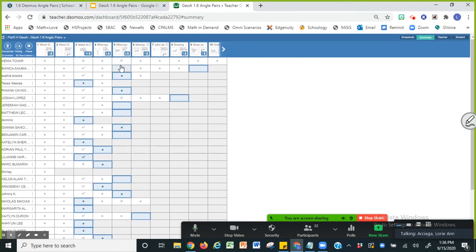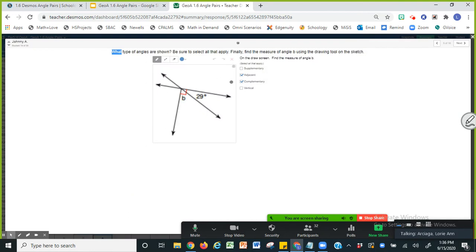Number 5. Okay. So let me find you and I'll go to your slide. Number 5. What type of angles? Okay. So they're side by side. So that means, yeah, you picked the right one. They're adjacent and they are complementary. Now you're gonna find the measure. So if they're complementary, Johnny, they add up to how much? Good. So then take this 29 away from 90 and you will get the measure of angle B. Did that help? Okay, cool.